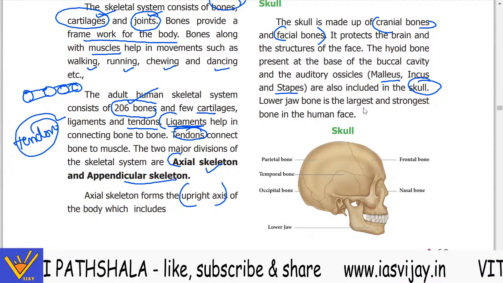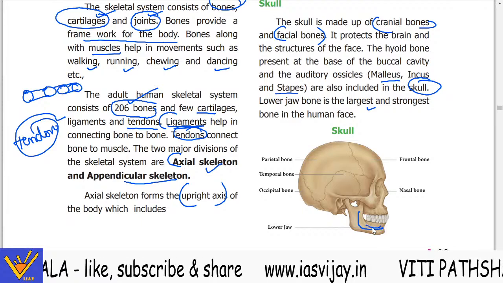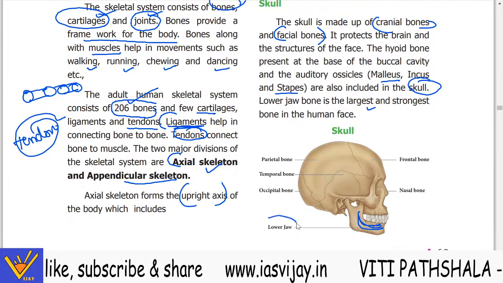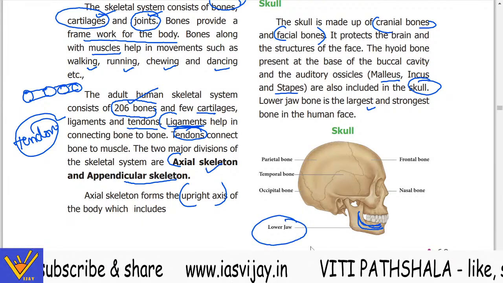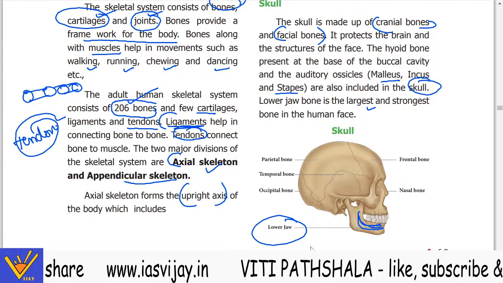The lower jaw bone is the largest one. This lower jaw bone is our largest bone and the strongest bone in the human face.